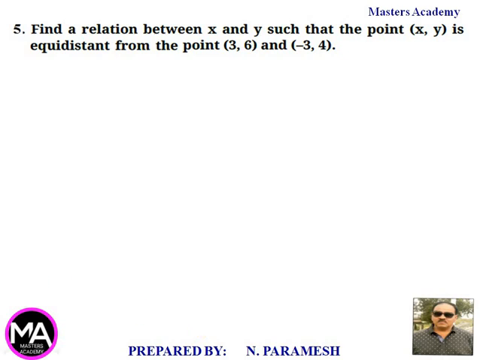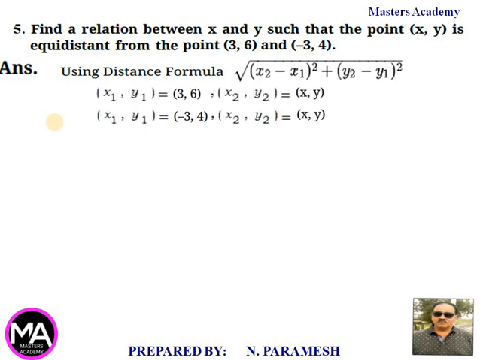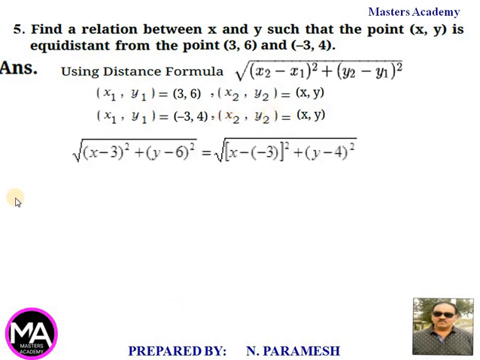Fifth question: find a relation between x and y such that the point (x, y) is equidistant from the points (3, 6) and (-3, 4). Answer: using the distance formula, root of (x2 - x1) the whole square plus (y2 - y1) the whole square. (x1, y1) is equal to (3, 6), (x2, y2) is equal to (x, y). (x1, y1) is equal to (-3, 4), (x2, y2) is equal to (x, y).